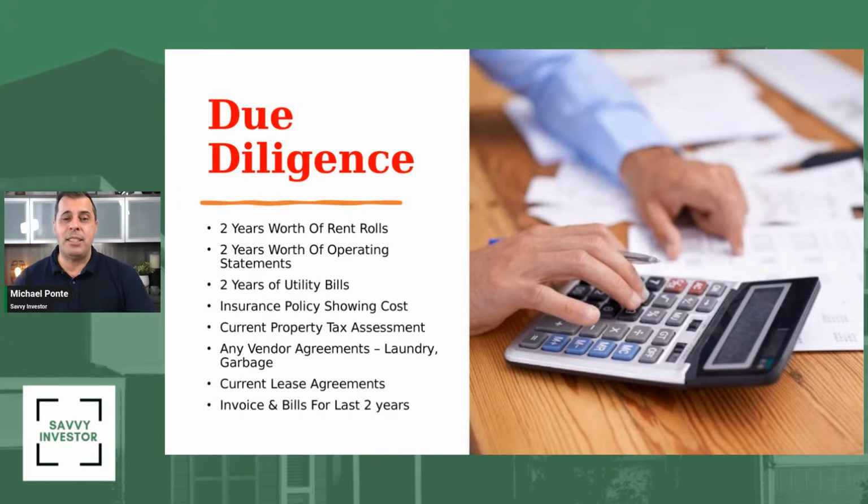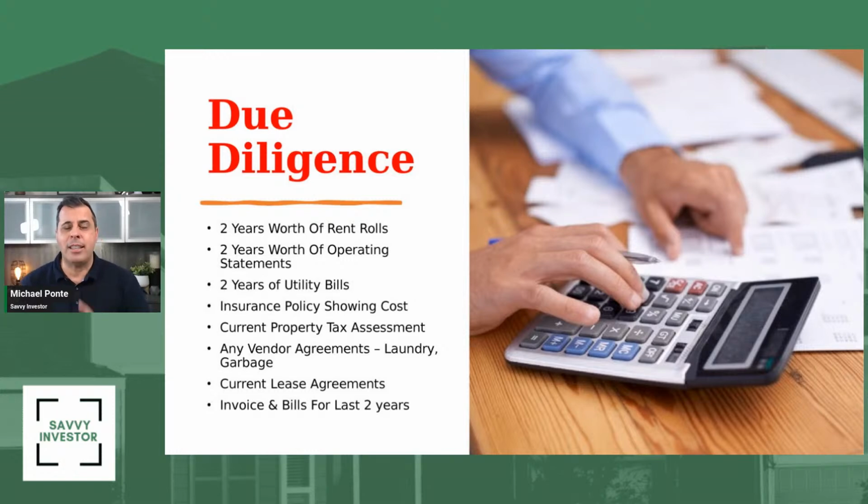So some of the things you need to get are the information that I'm providing you here. Two years' worth of rent rolls, two years' worth of operating statements, two years' worth of utility bills. You want to make sure you get a copy of their insurance policy to see what their costs are. Current property tax assessment. What are they paying for taxes? Any lending, any vendor agreements as well. A lot of this is like laundry, garbage, maybe snow removal. Get some of their contracts. And you want to see the current lease agreements, and then obviously the invoices and bills for the last two years.